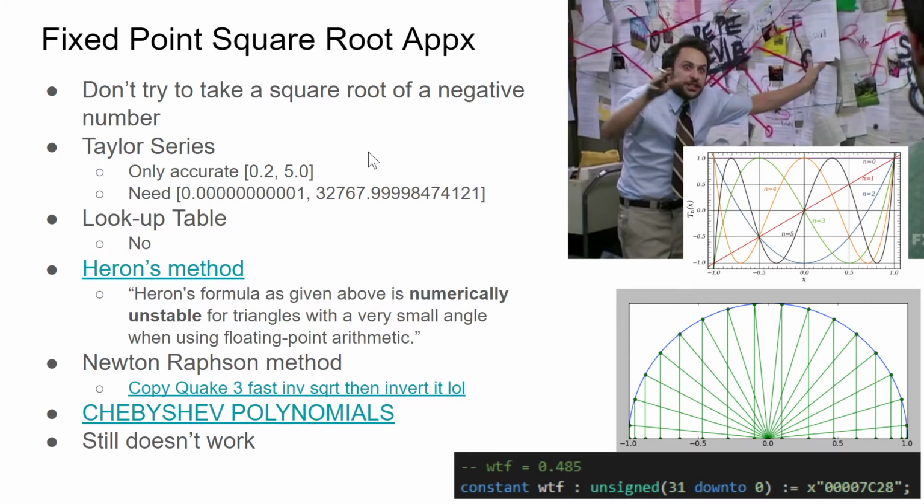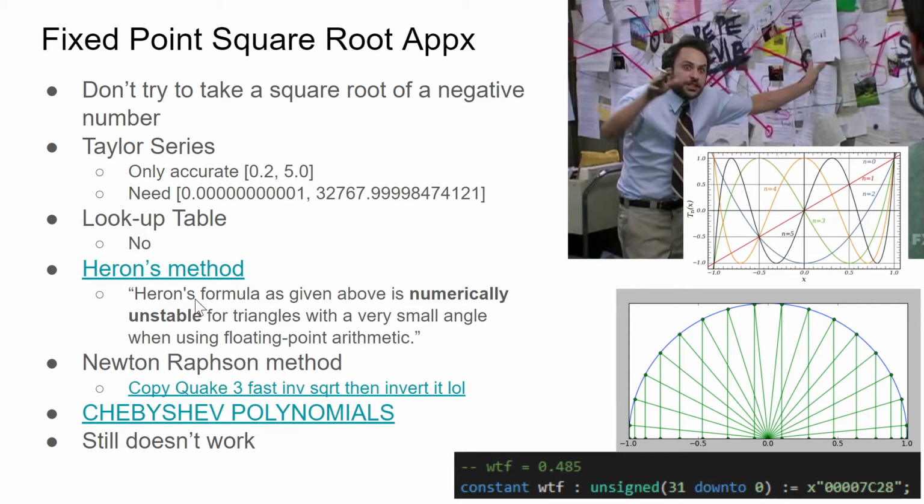Because we had a lot of downtime during synthesis and implementation, I started trying to implement square root, and I didn't end up getting it working in the end, but I did learn about pretty much every single method there is for approximating square roots. I mean, there are several possible methods.